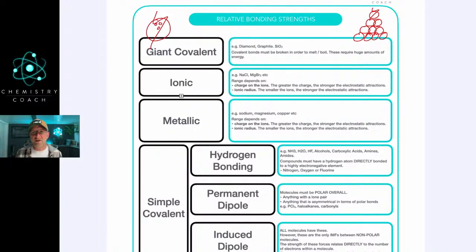So that's my analogy there that I always use in terms of linking, because they're both covalent. Why are they so different in melting and boiling points? That's the difference, okay? Does that make sense, guys, in the chat?